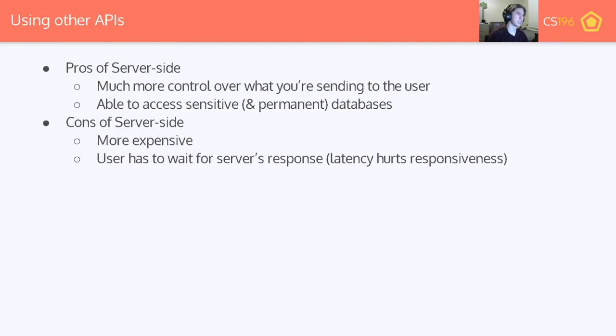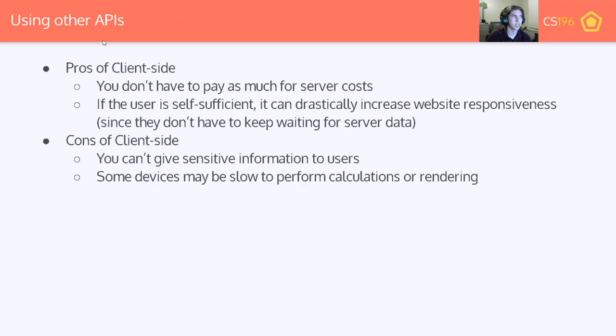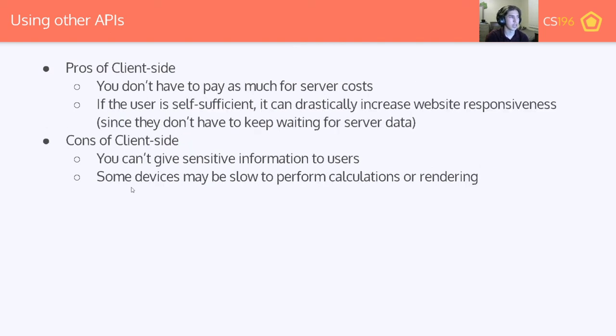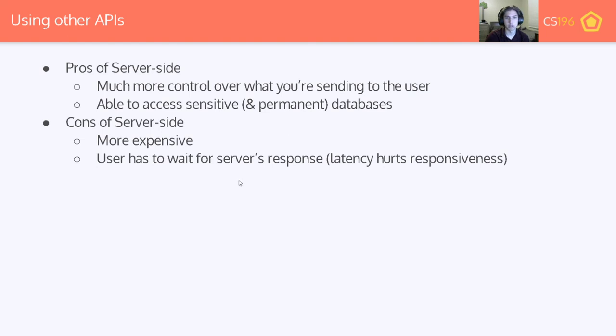And then we'll talk about server side. You have tons of control over what you're sending to the user and when. You're basically able to send them exactly what they want and nothing else, which is handy. You can access sensitive and permanent databases. Generally speaking, nothing you access on the client side is going to be permanent. Cons: you have to pay for servers, and the user, this is a big one, has to wait for your server's response. And that's generally pretty slow, often slower than what it's going to take for the user's device to load it. So just do keep that in mind.